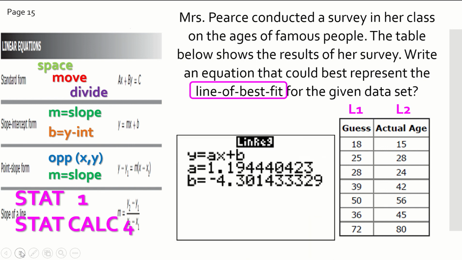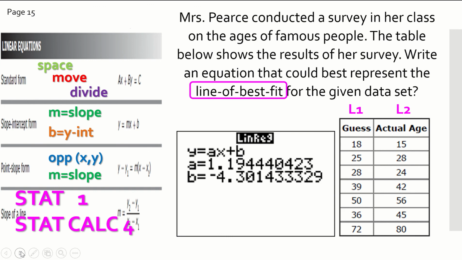We'll run a linear regression on this data, and we get, in y equals ax plus b, the a value is approximately 1.2, and the b value is approximately negative 4.3. So then we are able to plug the a value and b value in for a and b to write the equation in slope-intercept form. y equals 1.19x minus 4.3.